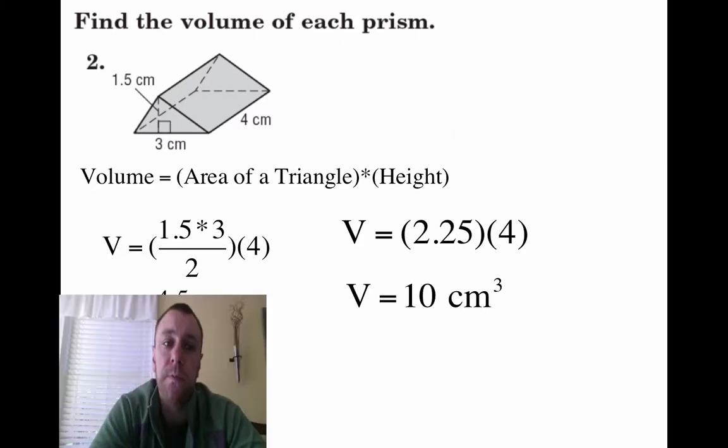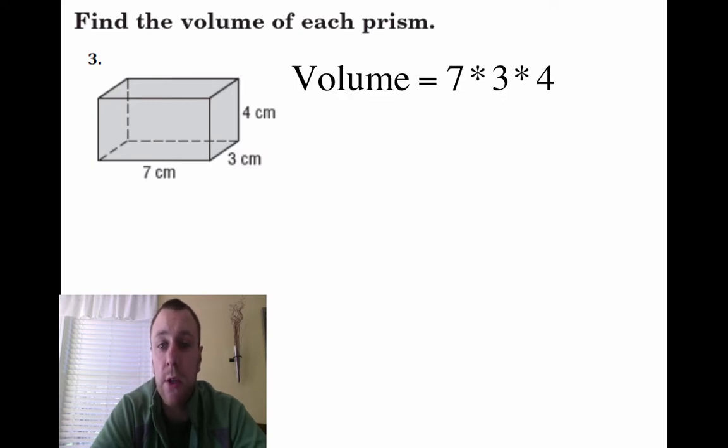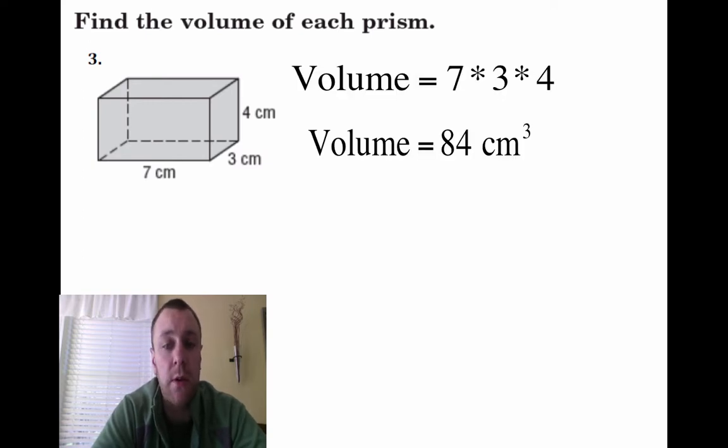For this one, this is a rectangular prism, so I'm going to take the area of the base, which would be 7 times 3, and then multiply by 4. So that would be 84 centimeters cubed.